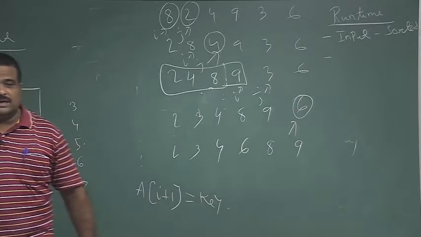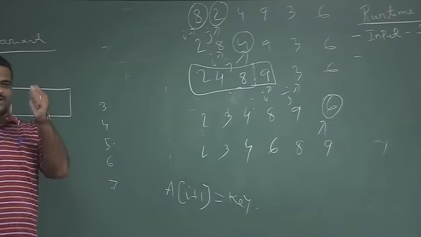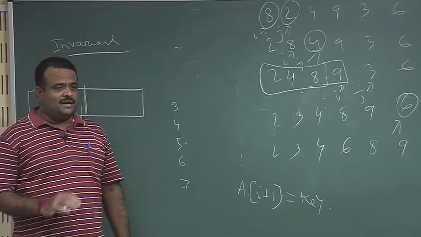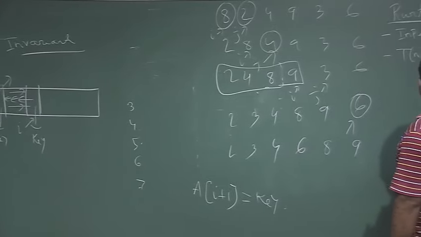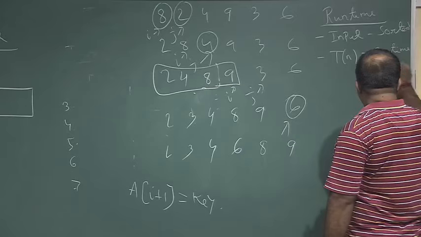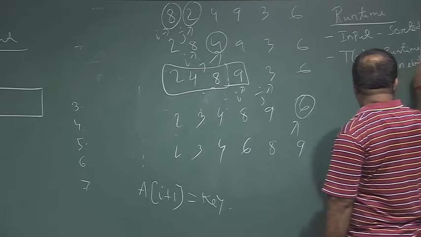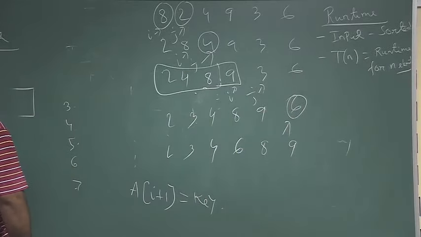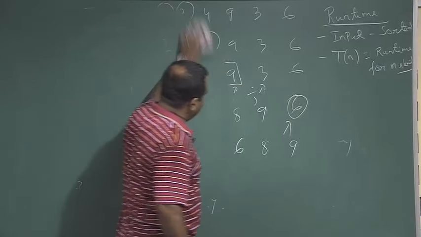size of the input. Suppose we need to sort 10 elements and we need to sort 100 elements, obviously 10 elements will take less time than 100 elements. So, we can parameterize this runtime by the input size. Suppose T(n) is the runtime for n elements. So, this is the parameterization we are doing, where n is the size of the input.